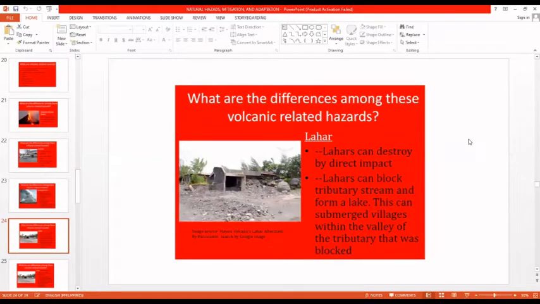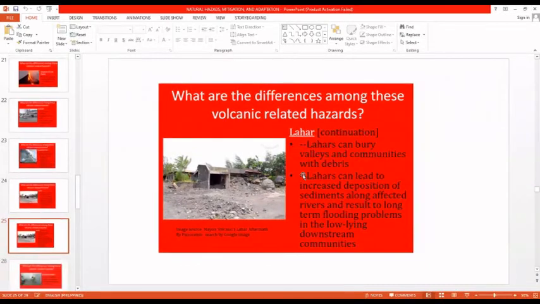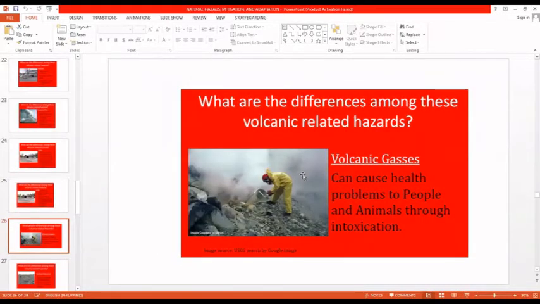So next, we have lahar. So lahar can cause destruction by direct impact. So lahar can block tributary streams. So basically, mahaharangan niya, mabablock niya yung mga streams na meron tayo and forms a lake. So this can submerge villages within the valley of the tributary that was blocked.